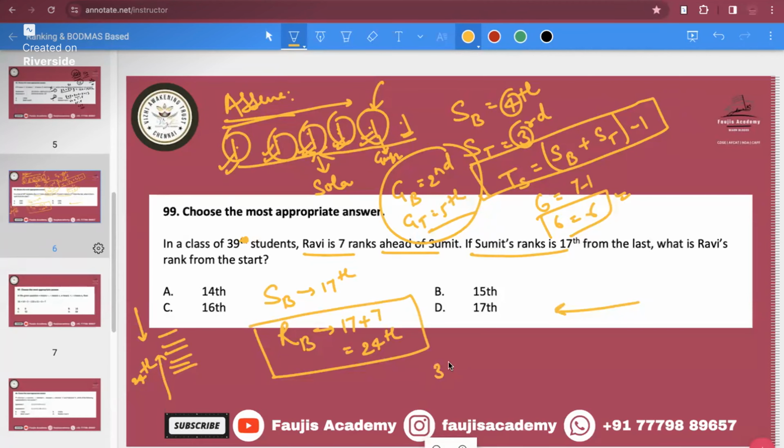Total number of students are 39. Ravi's rank from top we don't know, we need to find. From bottom it is 24 minus 1, which is basically 23. So 39 is equal to Ravi's rank from top plus 23. Ravi's rank from top is how much? Guys, how much is this?